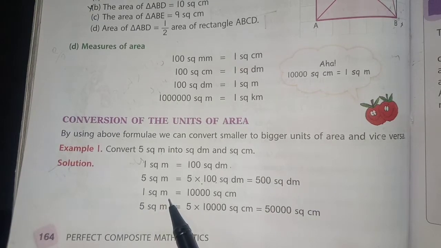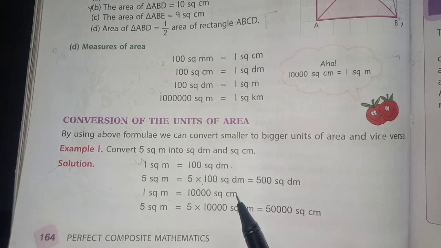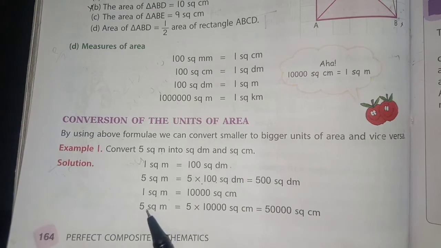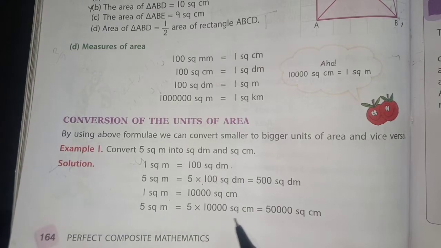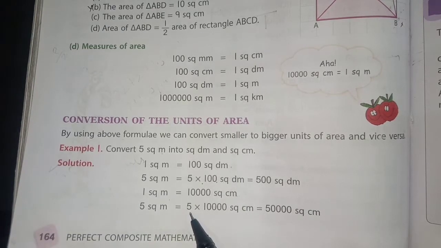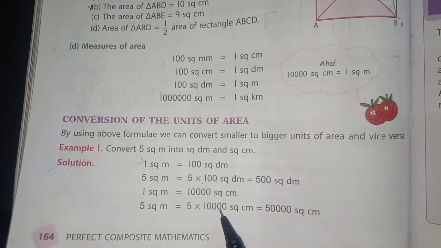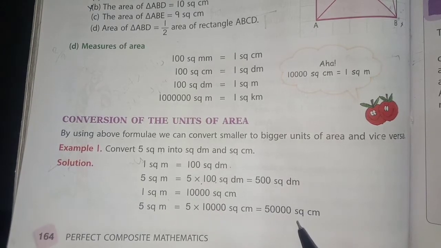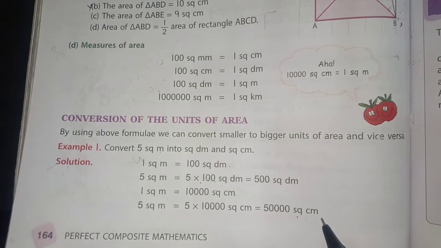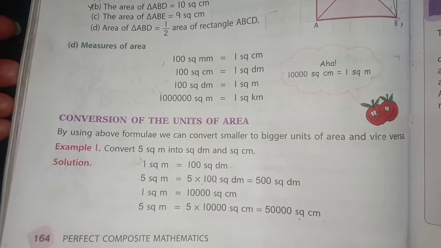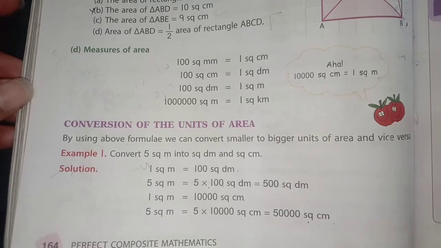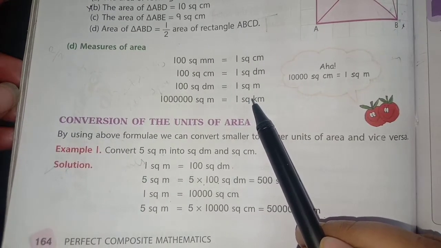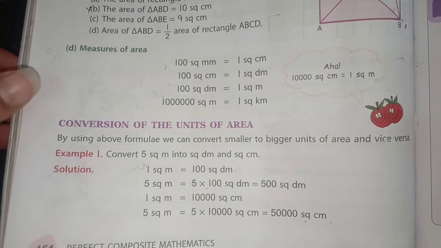And 1 square meter we know is equal to 10,000 square centimeter. And if we have to convert 5 square meter into square centimeter, we have to just multiply it by 10,000. That is 5 times 10,000, and we will get the answer in square centimeters. And similarly, you can use the above measures of area and just do the conversion.